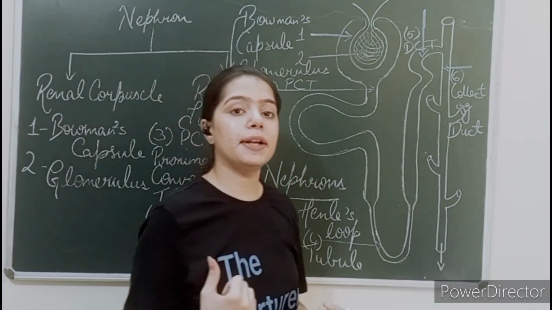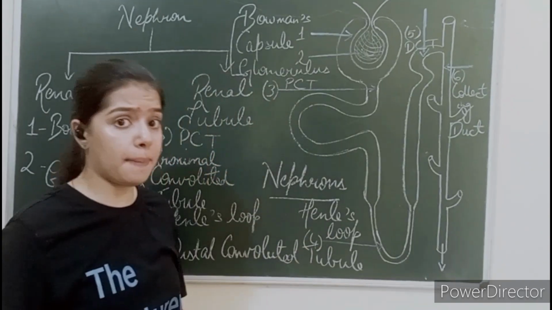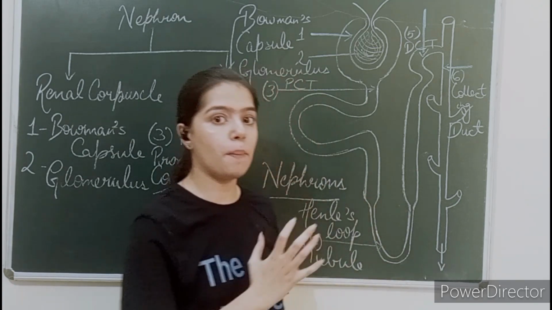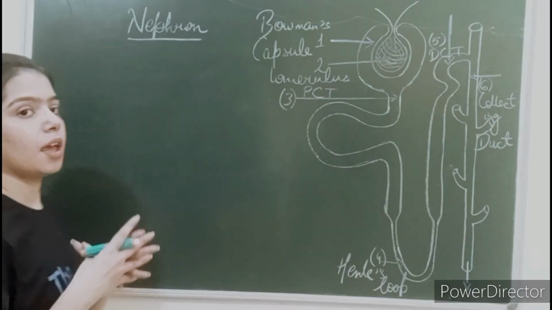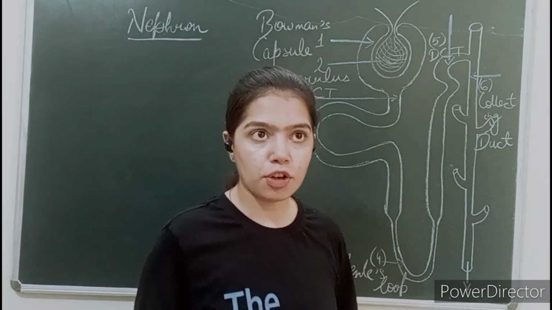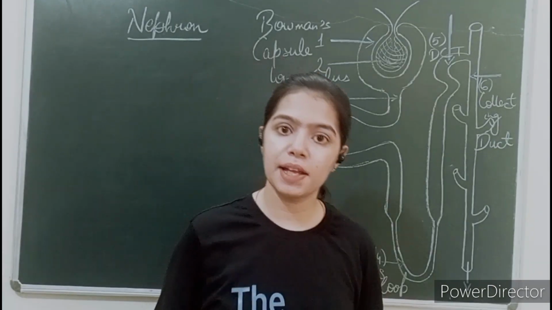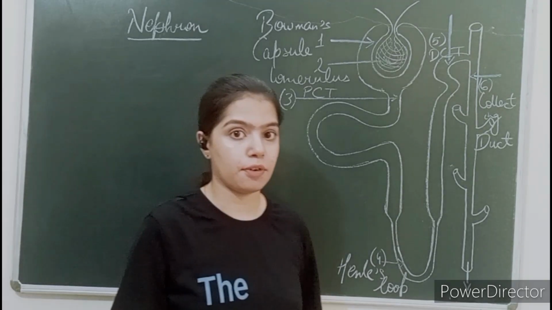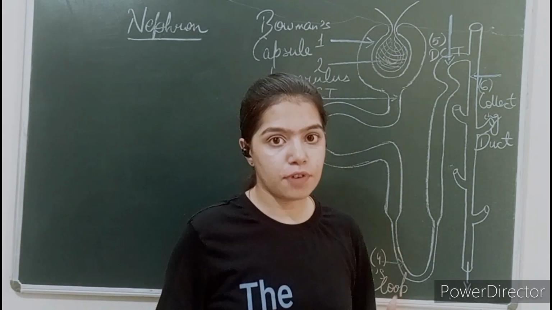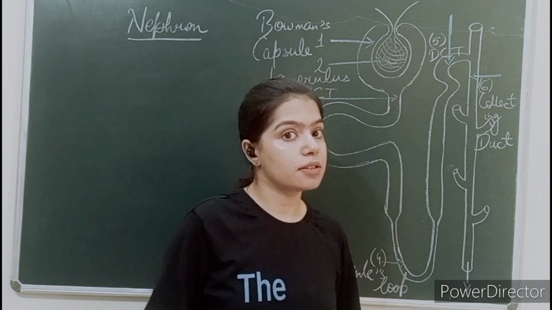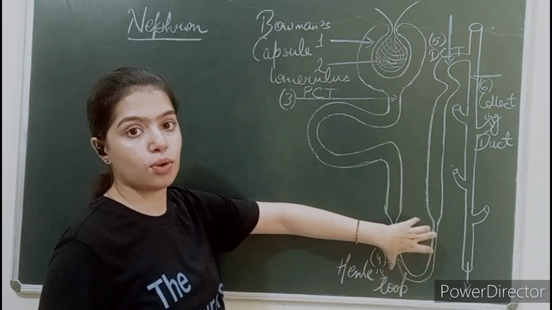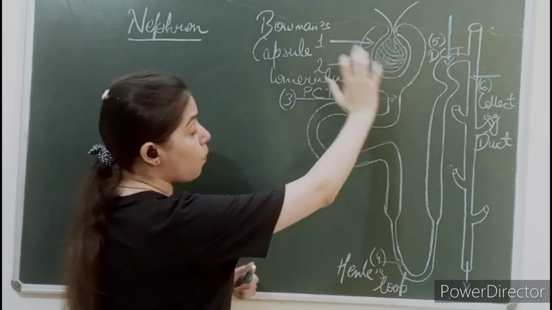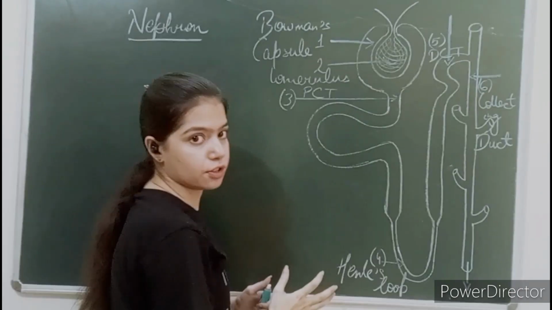So now we will be talking about the second part of the nephron, that is the function of nephron. How these components work. Since we have already talked about the structure of nephron, and I hope that's clear to you, we will be moving ahead with the function of nephron. Now, what is the function of nephron? What does it actually do? I hope the structure and the various components of nephron are clear to you. Now we will understand what the functions of these components are.